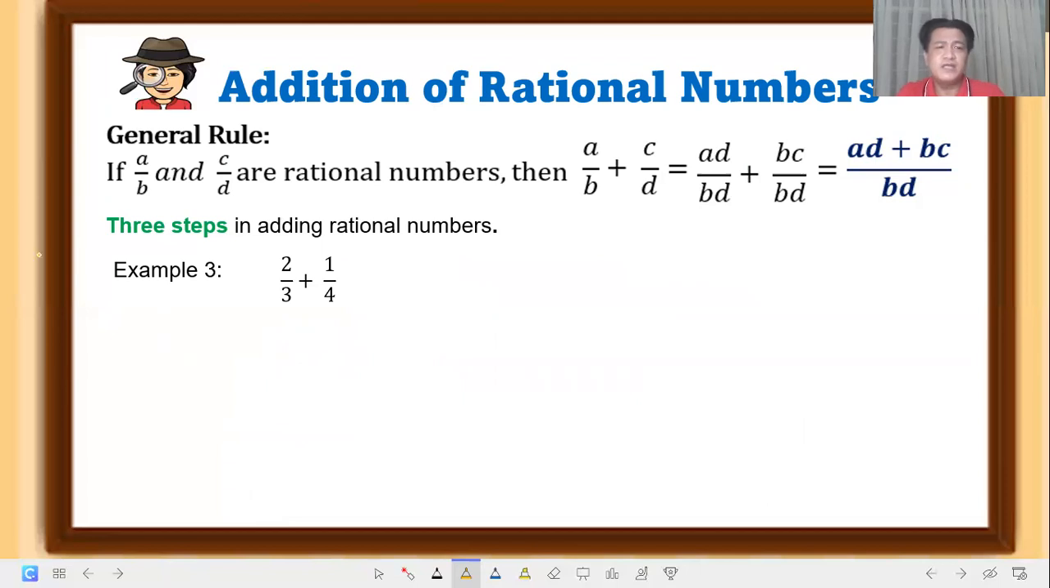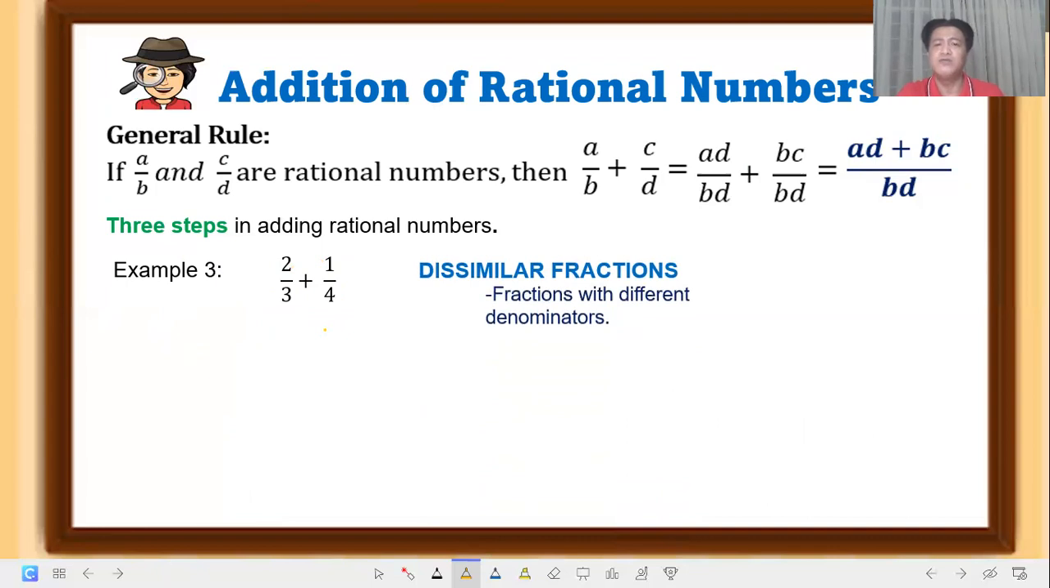Okay, let's proceed to example number 3. I have here 2/3 plus 1/4. Before we do the steps, suriin natin anong uri ba ng fraction to? Paano yan magkaiba sila ng denominator? Anong tawag natin doon? That is dissimilar fraction. What is dissimilar fraction? When we say dissimilar fractions, these are fractions with different denominators. Magkaiba po sila, 3 ito, 4 ito.